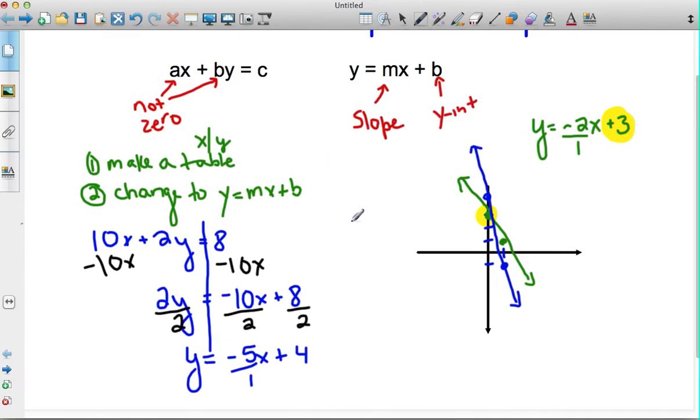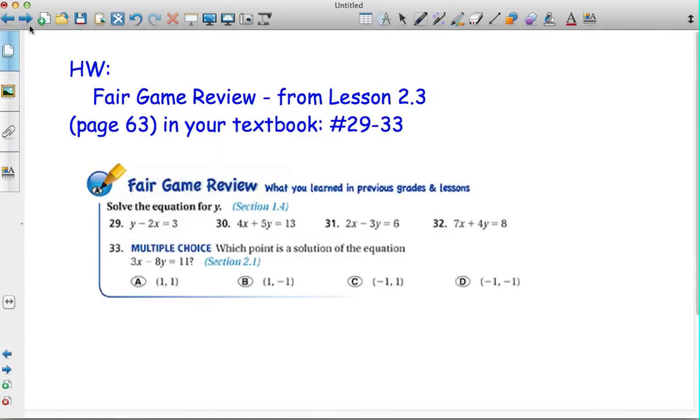With that said, we'll be practicing more of this tomorrow in class. For tonight in your MJ, your homework is to do fair game review. It's from lesson 2.3. There are 5 problems. I have a copy of it right here. It's kind of blurry. I apologize. That's just how it ended up copying. You're welcome to look on Big Ideas, and it's on page 63 in your textbook.